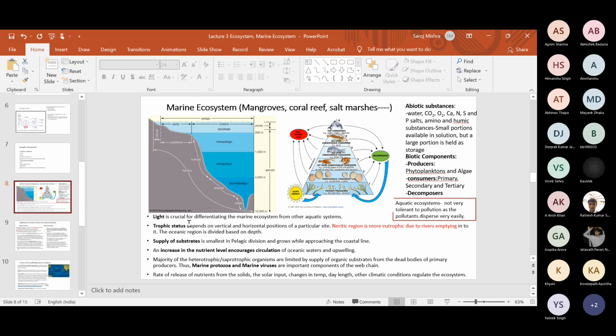So now very quickly, I have listed down some points which I would like you to understand: in any kind of marine ecosystem, light is extremely crucial for differentiating the marine ecosystem from other aquatic systems. Why? Because when you talk about oceans, you are dealing with depths which you don't see in the lakes or in the pond system.